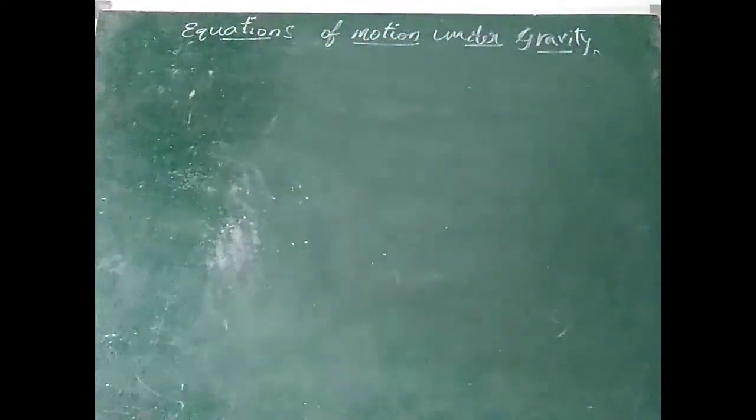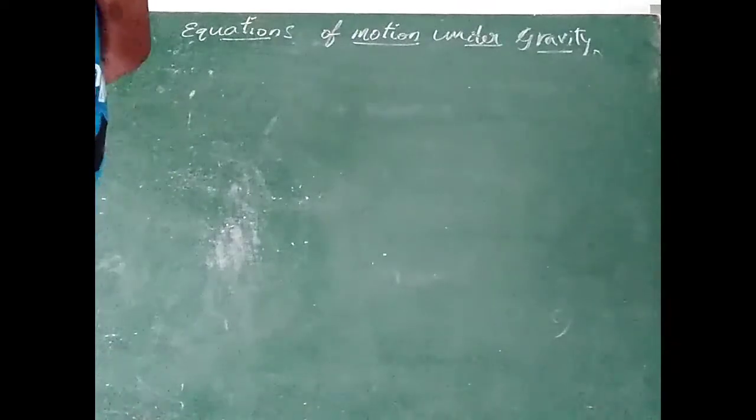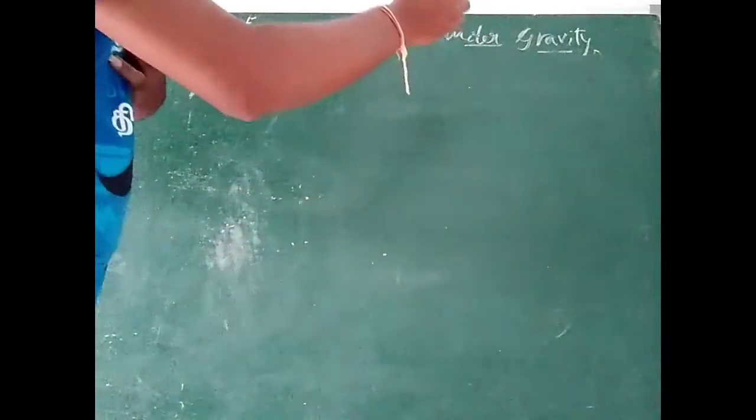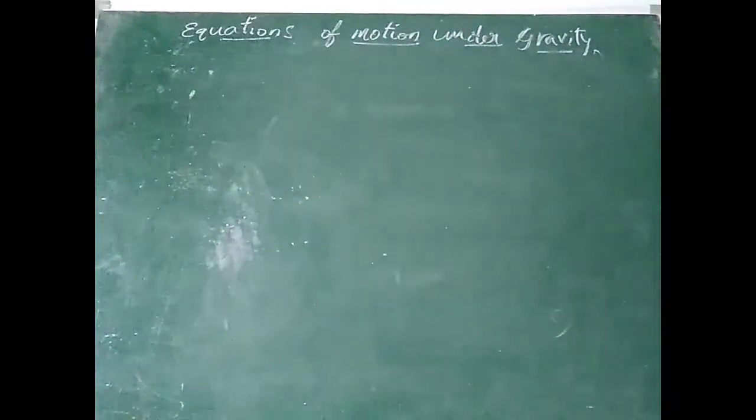One is vertically projected body and another one is freely falling body. So once I am writing here the four equations of motion.